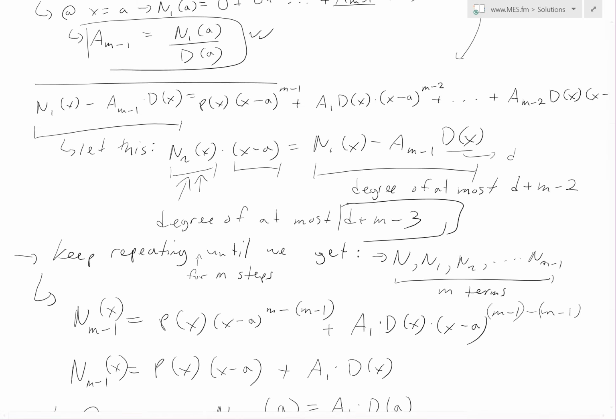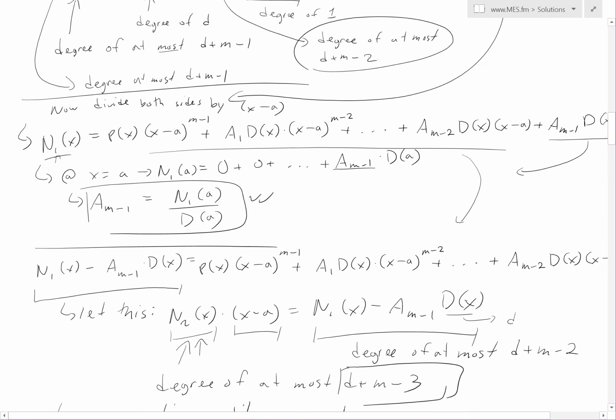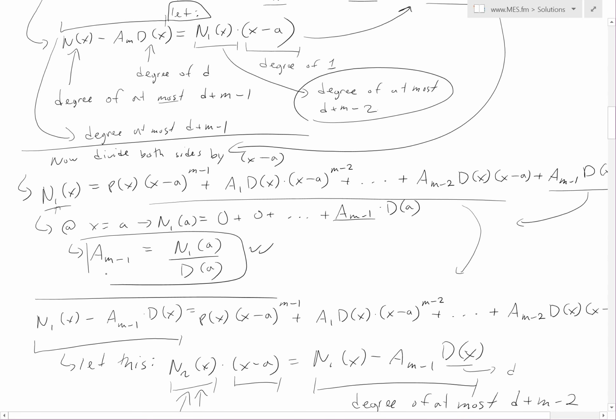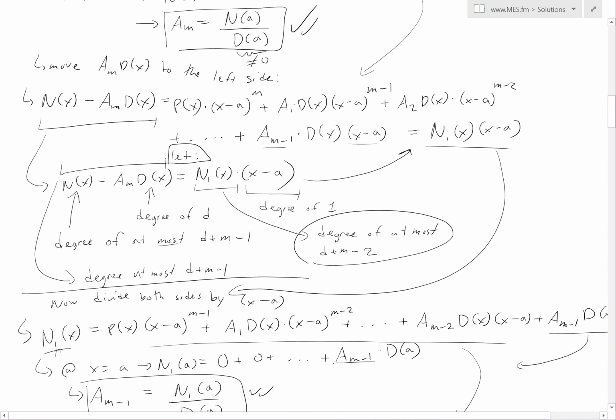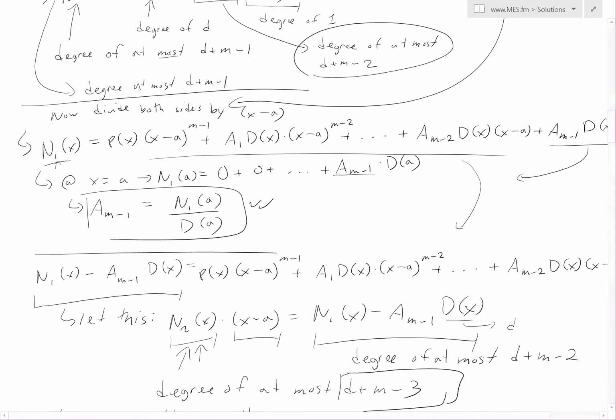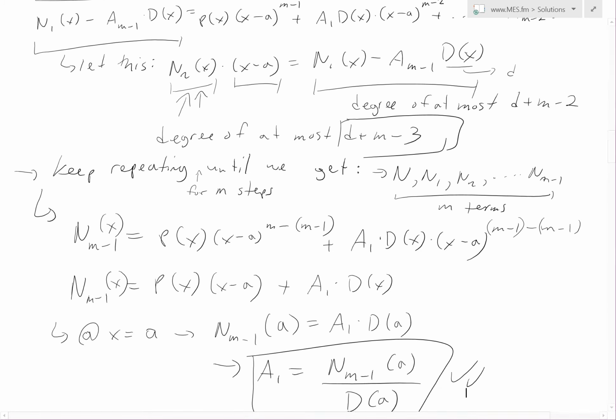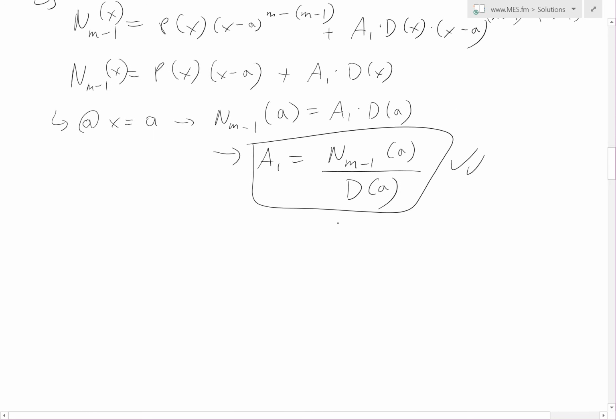A1 all the way to am, because as you can see, scrolling back up, we showed what am minus 1 is, and then we keep repeating, we get am minus 2, am minus 3, etc. all the way to a1. So we're just working backwards to solve for the a's.